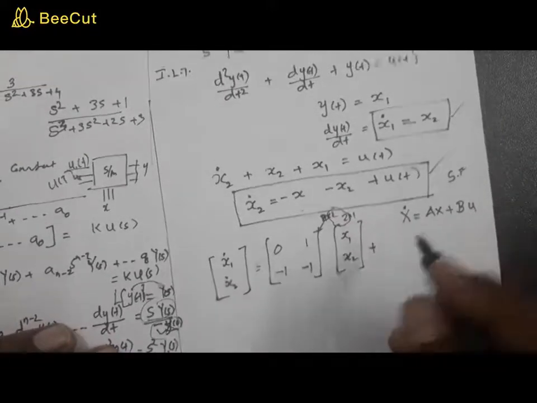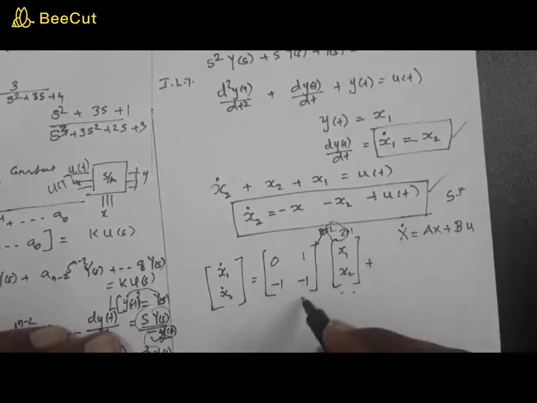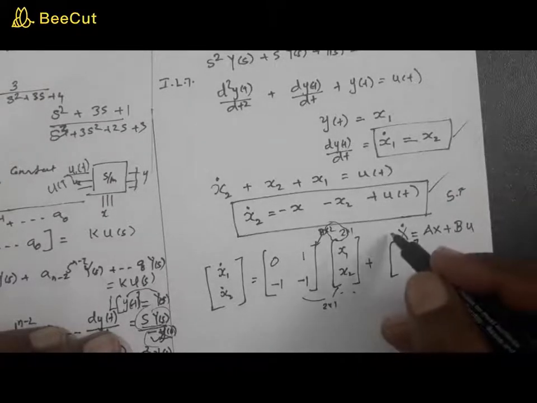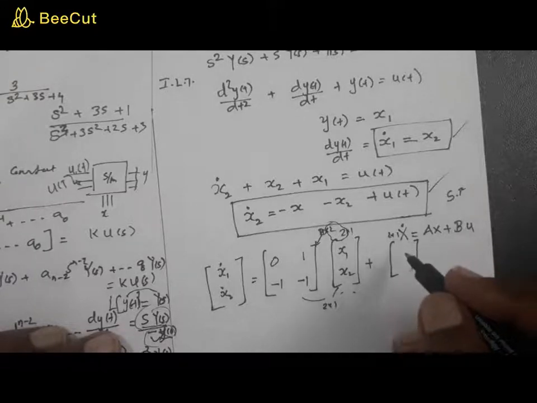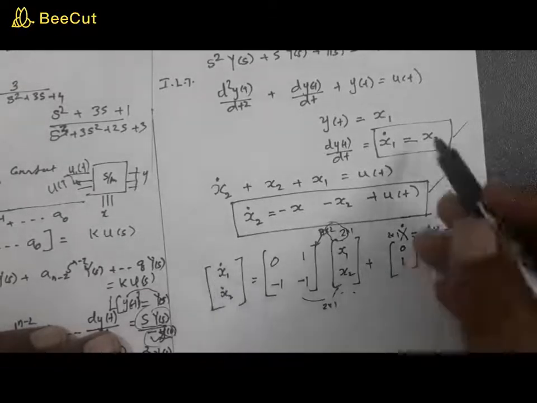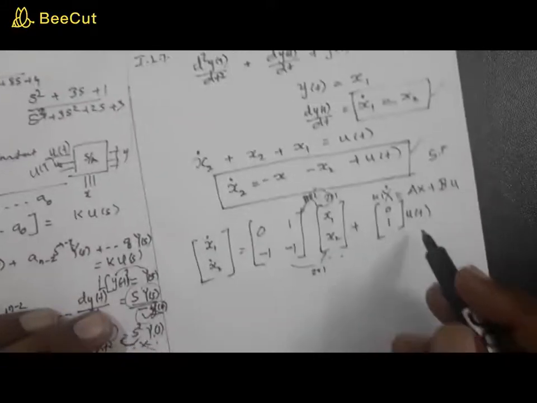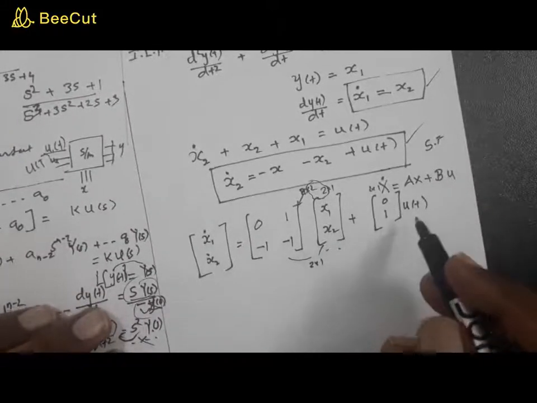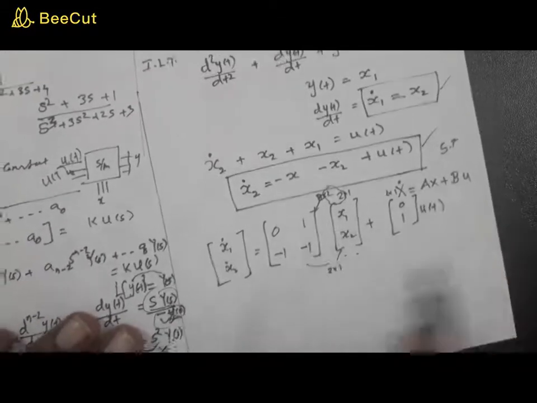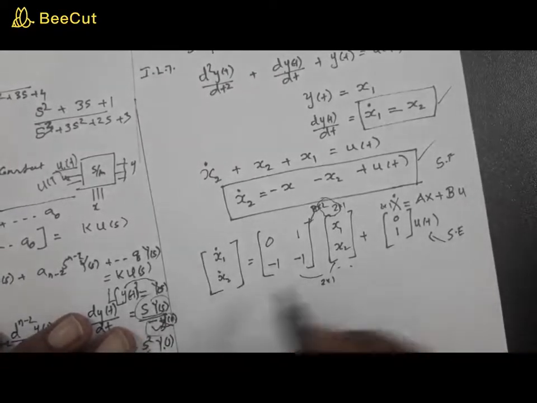Now this is not complete, you have input as well. So you need another 2 into 1 matrix with 0 and 1 into u of t. In the first equation you don't have any input, so this is 0, then in the next you have our input, so this is 1 into u of t. So this is your state equation. This is a very simple thing.